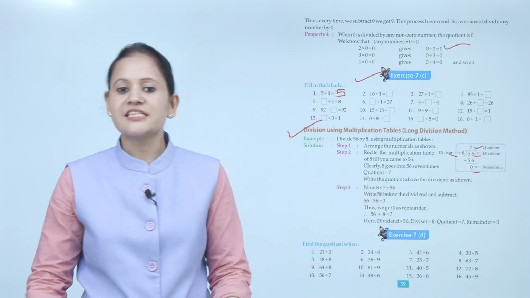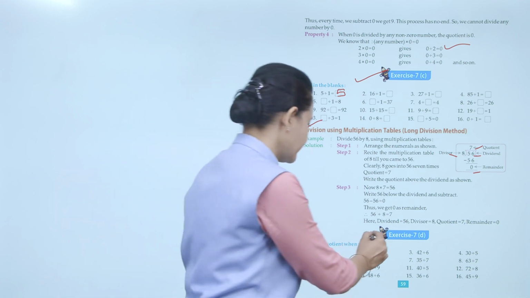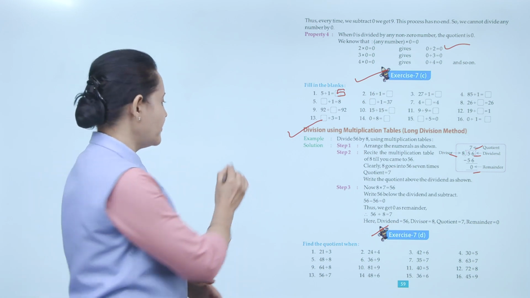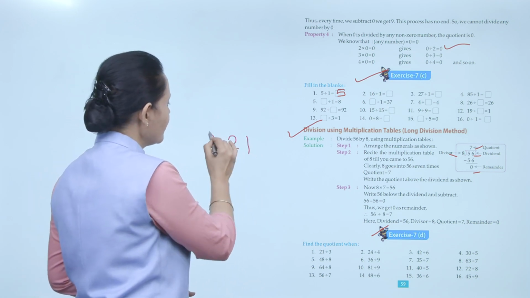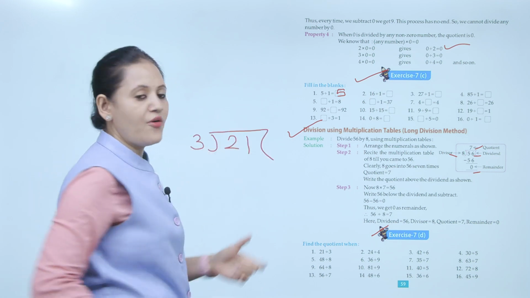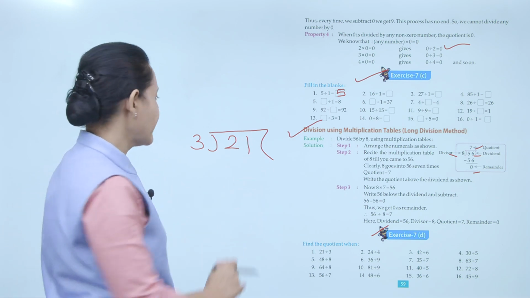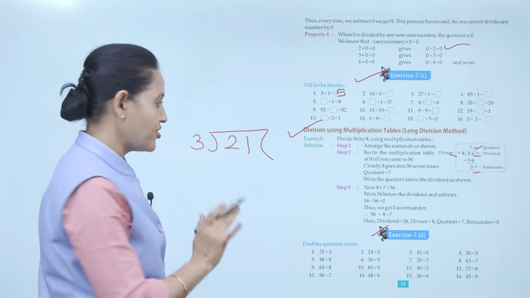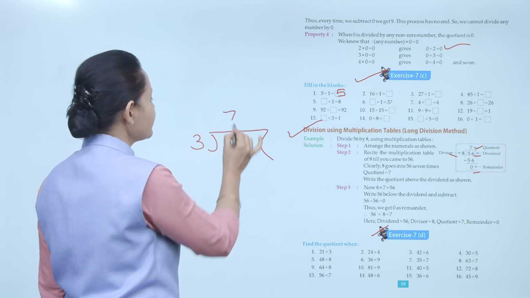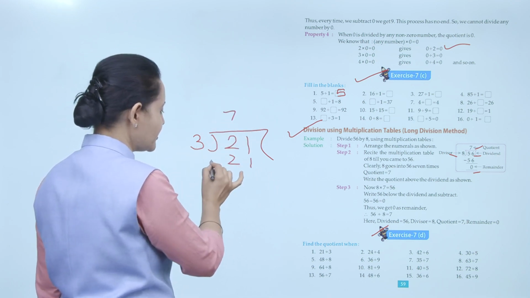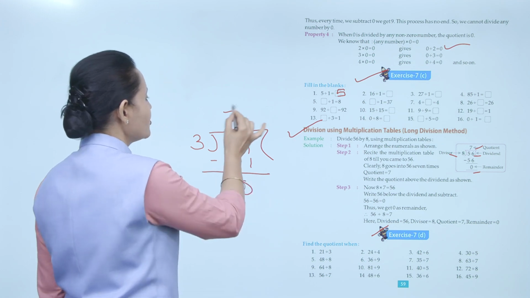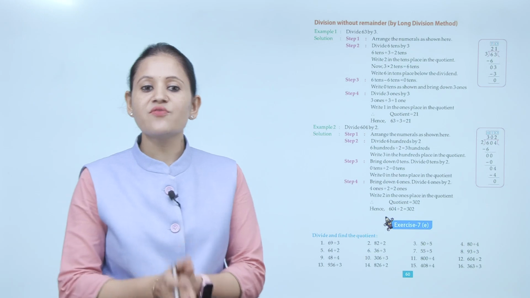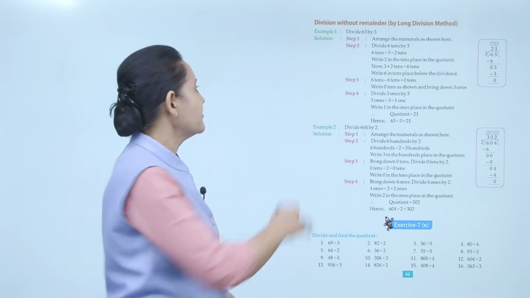Clear? Next is exercise 7D. Find the quotient when 21 is divided by 3. So we divide 21 by 3. Now we'll recite the table of 3 till we get 21, or the number just less than 21 if 21 is not there in the table of 3. 3 7s are 21. So we'll write 21 here, subtract, and we'll get 0. So 7 is our quotient. Next, division without remainder by the long division method.